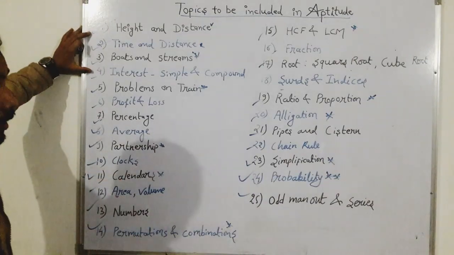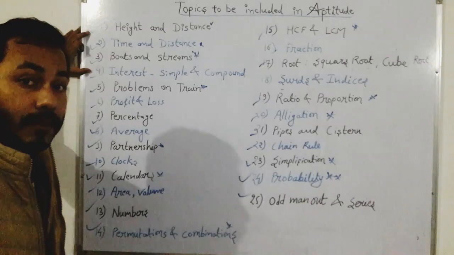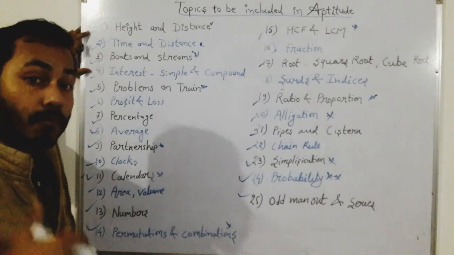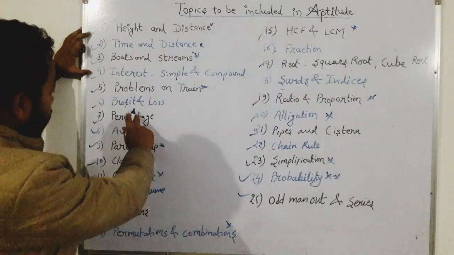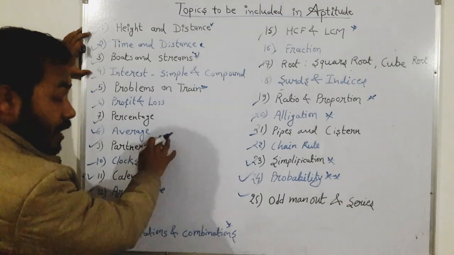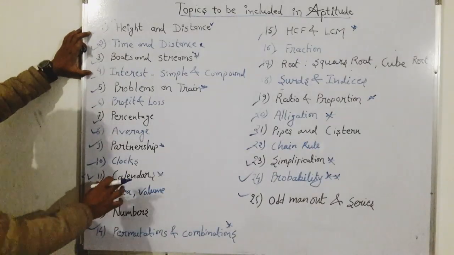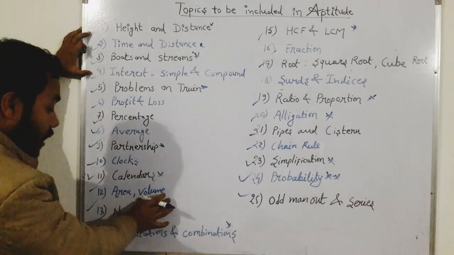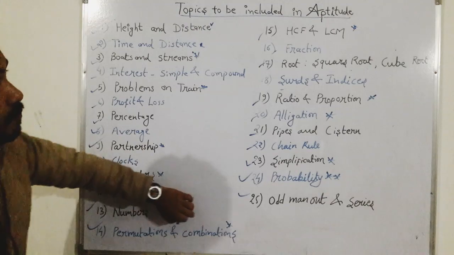Then problems on trains. This is very important. In fact, you will see some star marks here. Star marks mean those topics are very important, more important than the other topics. Then profit and loss type of problems. Then percentage. Then average calculation. Then partnership, an important one. Clocks and calendars problems. Then area and volume calculations, then numbers, then permutation and combination, very important.